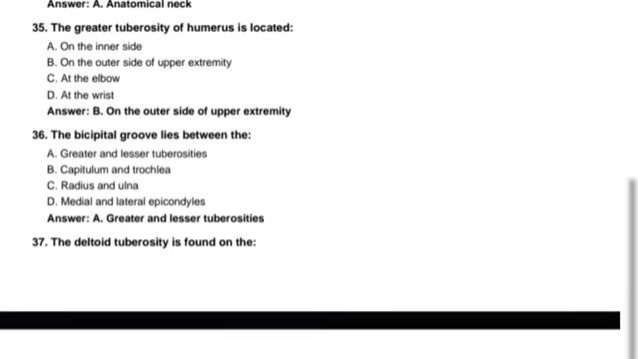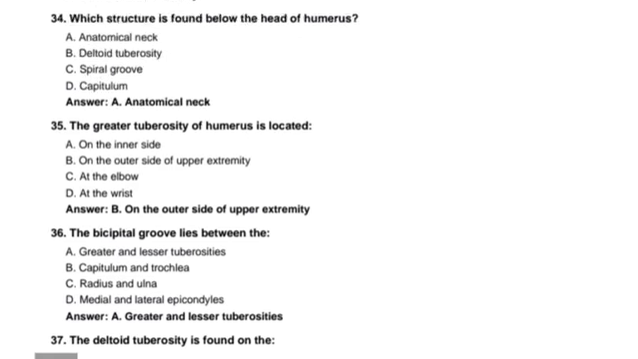Question number 35. The greater tuberosity of humerus is located option A. On the inner side. Option B. On the outer side of upper extremity. Option C. At the elbow. Option D. At the wrist. Right answer is option B. On the outer side of upper extremity.